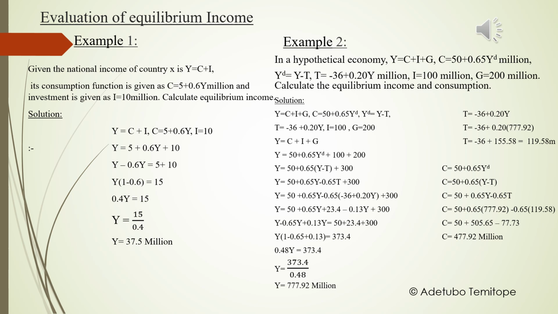So we can substitute our equilibrium income and our tax into that. So we have C equals 50 plus 0.65 open bracket 777.92 close bracket minus 0.65 open bracket 119.58. So when you open the bracket, we have C equals 50 plus 505.65 minus 77.73. So when we evaluate that, we have C equals 477.92 million. So that's our consumption, and that's our equilibrium income and our tax.